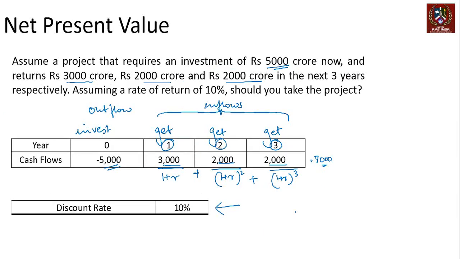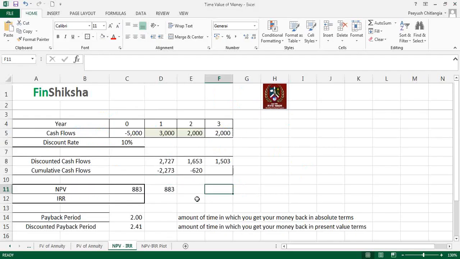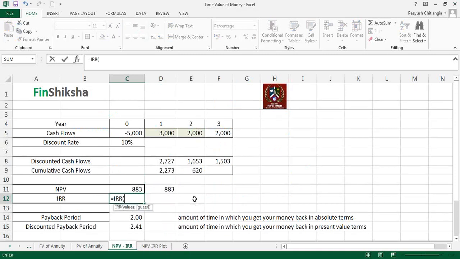Let's go back to our initial example. Now let's recalculate the data here. IRR can simply be calculated by using the function IRR, and you just put in the set of cash flows into IRR, and that tells you what the IRR is. We get the value 20.64. What does IRR tell us?